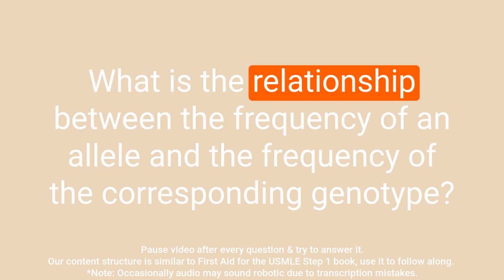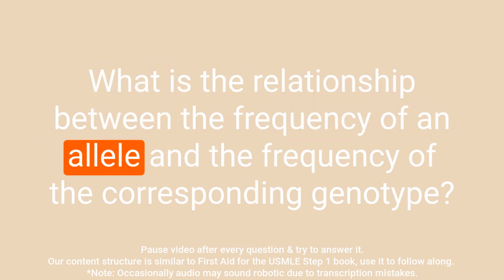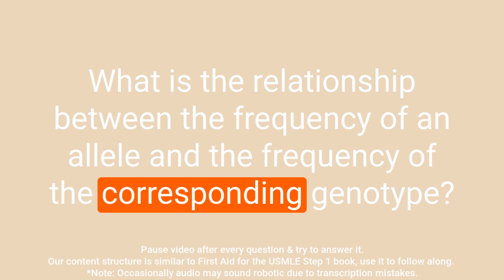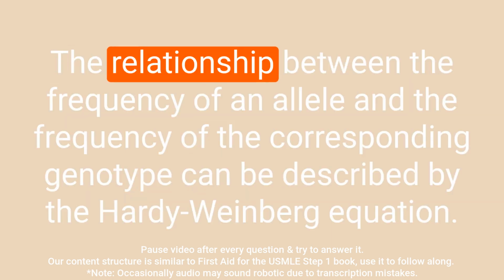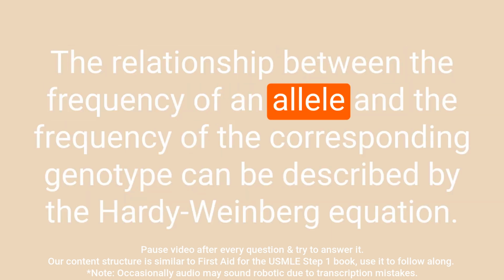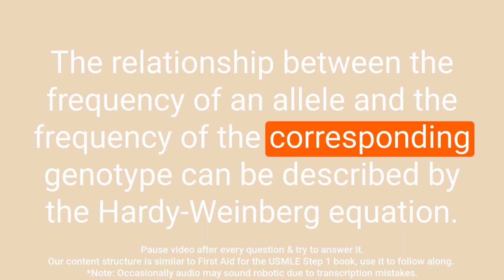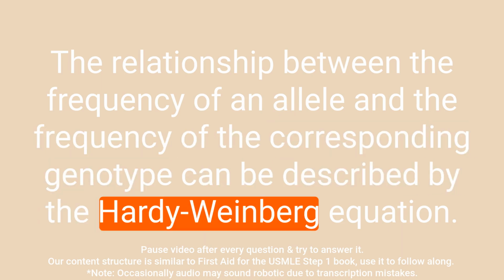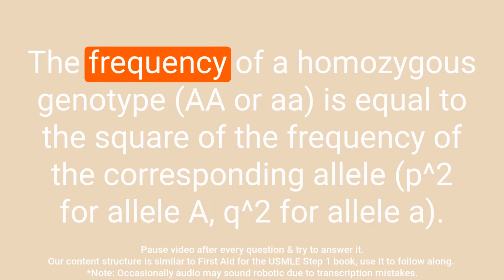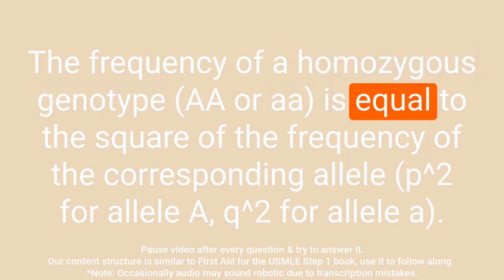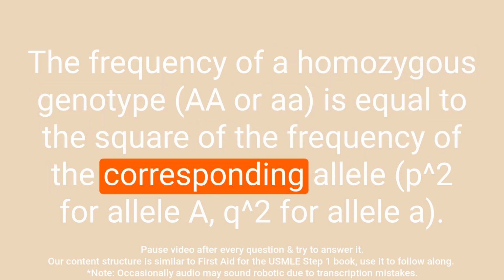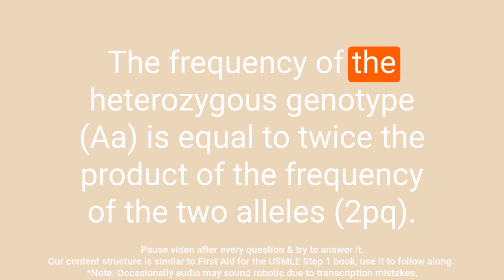Question: what is the relationship between the frequency of an allele and the frequency of the corresponding genotype? Answer: the relationship between the frequency of an allele and the frequency of the corresponding genotype can be described by the Hardy-Weinberg equation. The frequency of a homozygous genotype is equal to the square of the frequency of the corresponding allele. The frequency of the heterozygous genotype is equal to twice the product of the frequency of the two alleles.